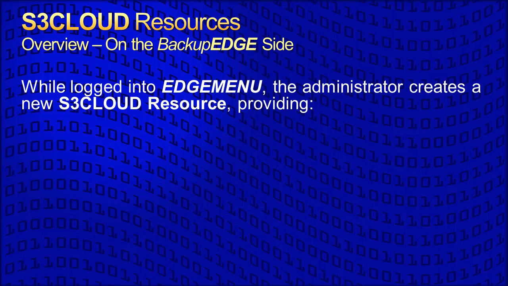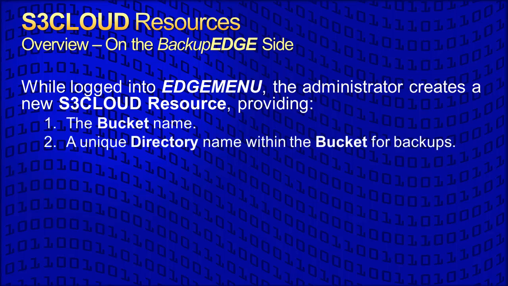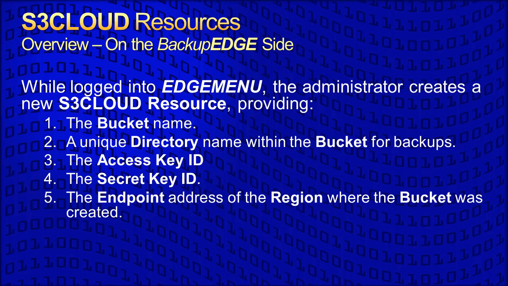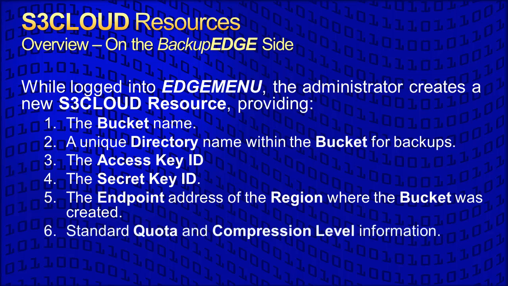While logged into Edge menu, the administrator creates a new S3CLOUD resource providing the bucket name, a unique directory name within the bucket for backups, the access key ID, the secret key ID, the endpoint address of the region where the bucket was created, and of course standard quota and compression level information.